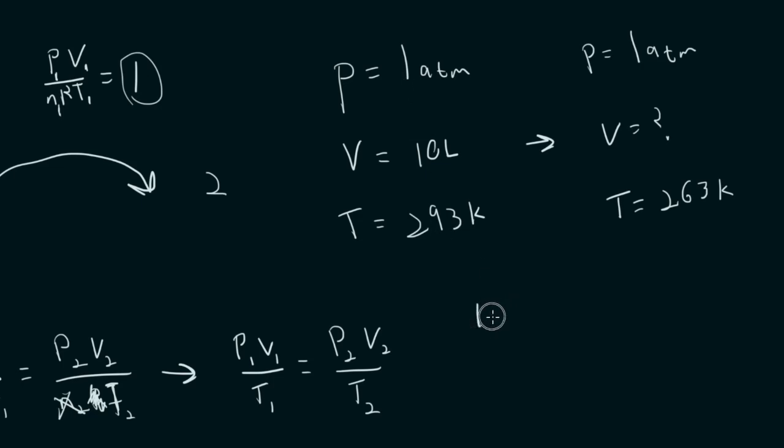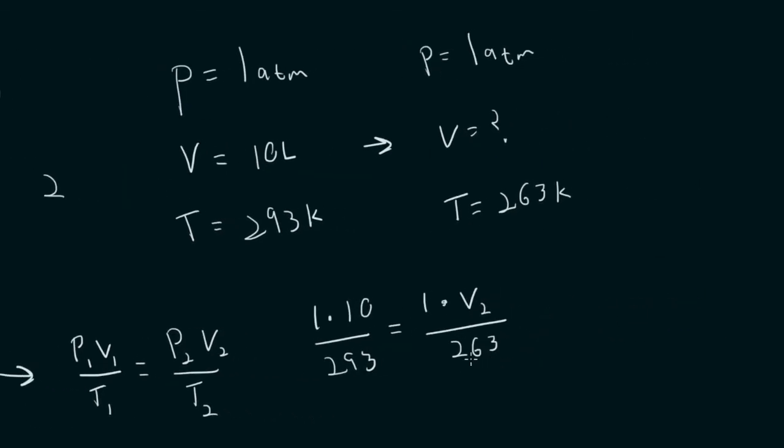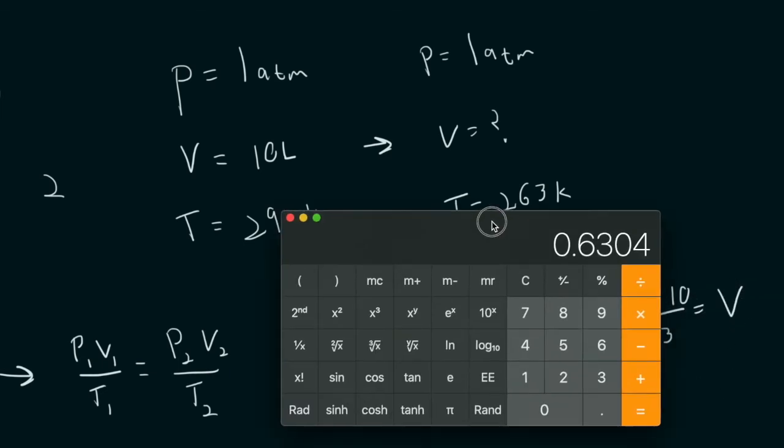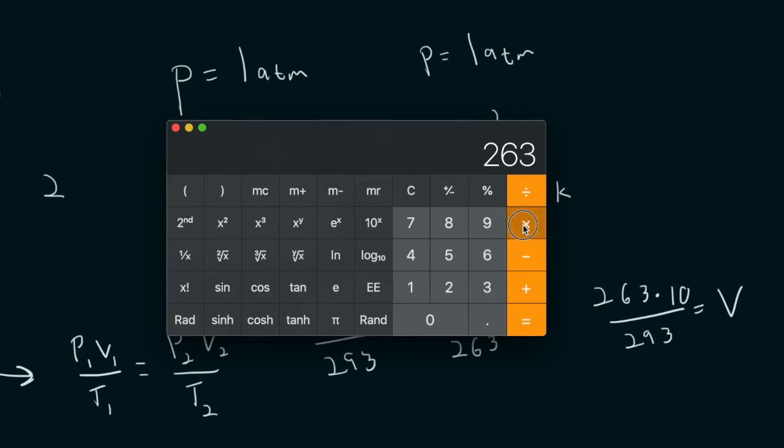I've got 1 times 10 divided by 293 equals, and then P is still 1 times the V, V2, over 263. Now if I do that calculation, then I'm going to move my 263 over to the other side, and I'm going to end up with 263 times 10 divided by 293. And that will tell me my volume. So let's put that in. Let's use our calculator. It's 263 times 10 divided by 293. That gives me a volume of 8.9 liters.